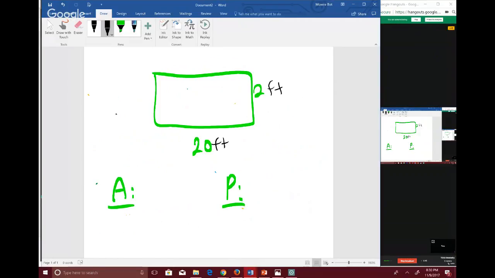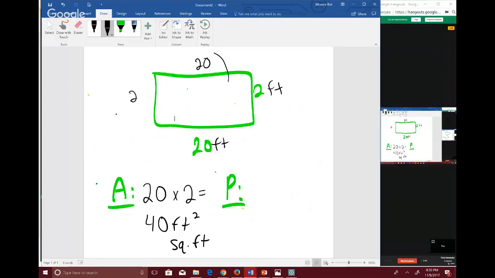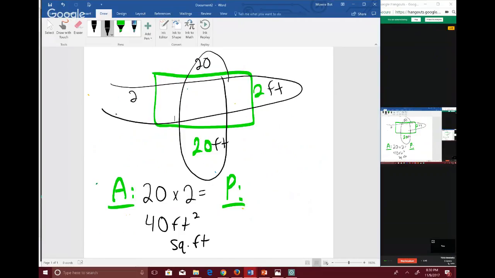As we resume playing, what we're going to do with area is take the length and the width and multiply them together. 20 times 2 is 40, and you either have 40 feet squared or 40 square feet. And for the perimeter, we're going to fill in our opposite sides. I like to add together those two and then those two and put them together. You could do it totally differently. It's up to however you want to do it.